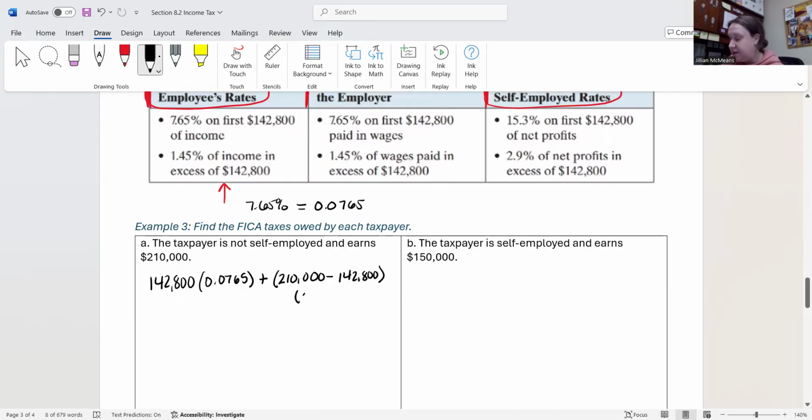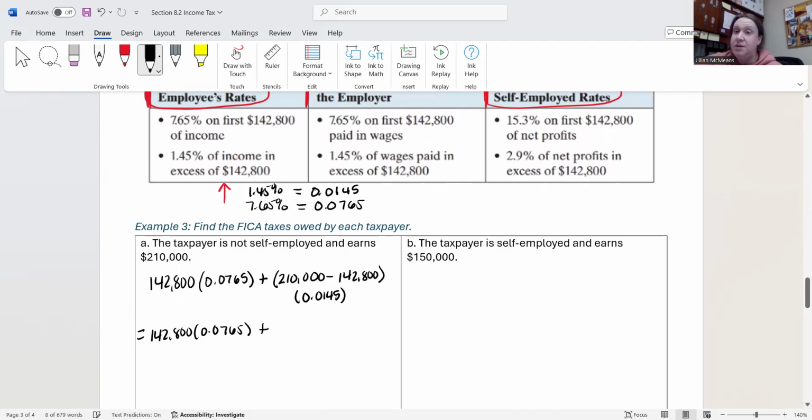So this is getting taxed at 0.0145, so 1.45%, okay? So 1.45%, if we wanted to write it as a decimal, we move the decimal to the left twice, making it 0.0145, okay? So let's clean this up a little bit. So 142,800 is still getting taxed at 7.65%, so 0.0765.